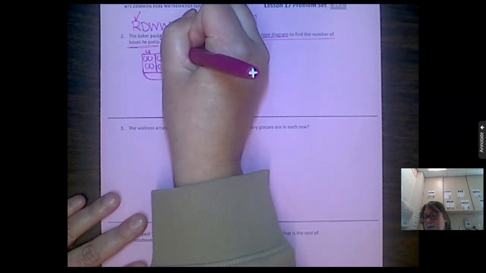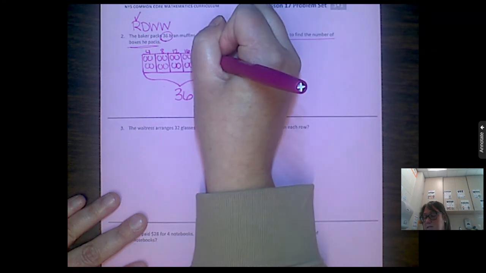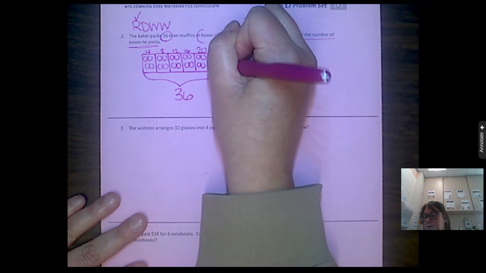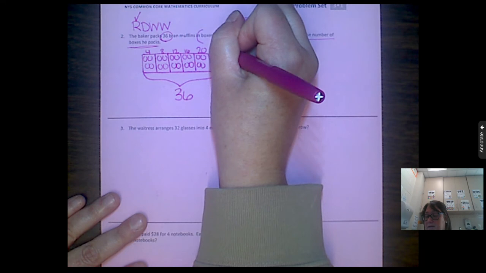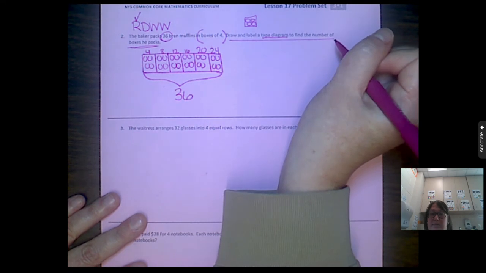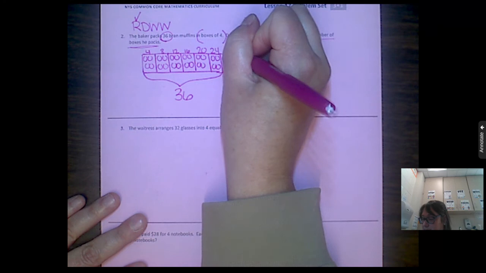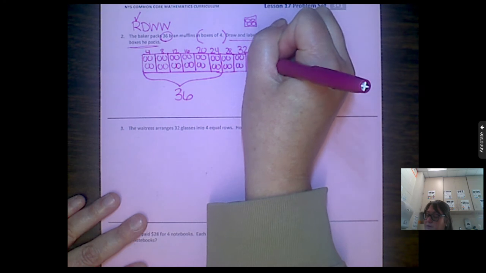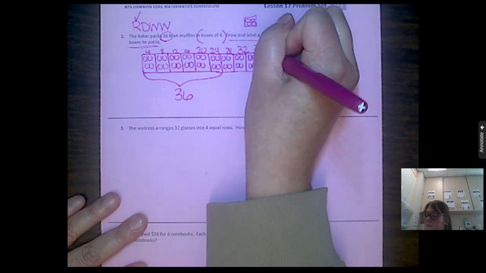If I want to do a count by right on top, I can. 4, 8, 12, 16, 17, 18, 19, 20, 21, 22, 23, 24. I am not done and I'm out of room. What could I do? I can just add a box on, right? So I'm at 24, 25, 26, 27, 28. I'm still not there. Add another one on. 28, 29, 30, 31, 32. I am still not there. Add another one on. 32, 33, 34, 35, 36. There we go. I finally made it.